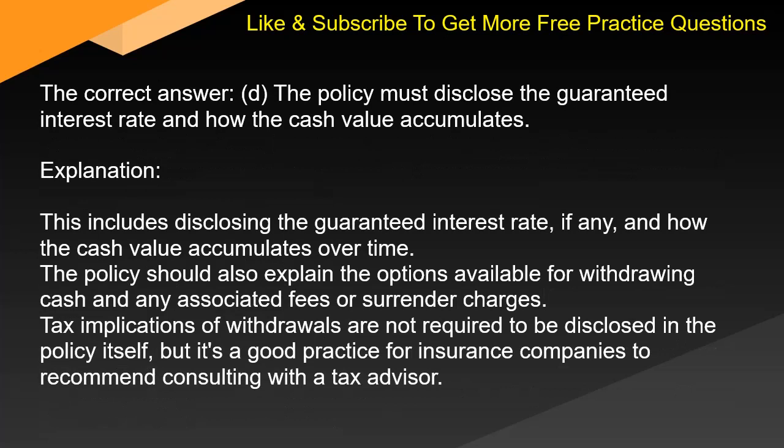The correct answer, D. The policy must disclose the guaranteed interest rate and how the cash value accumulates. Explanation. This includes disclosing the guaranteed interest rate, if any, and how the cash value accumulates over time. The policy should also explain the options available for withdrawing cash and any associated fees or surrender charges. Tax implications of withdrawals are not required to be disclosed in the policy itself, but it's a good practice for insurance companies to recommend consulting with a tax advisor.